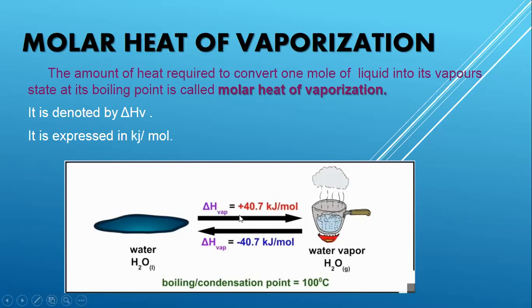For example, water is in liquid form. We supply 40.67 kilojoule per mole of energy and now it is converted into vapor form. And this occurs definitely at its boiling point, that is 100 degrees centigrade, and also vice versa. That is, from water vapor to liquid form, that energy accompanied is known as molar heat of vaporization.